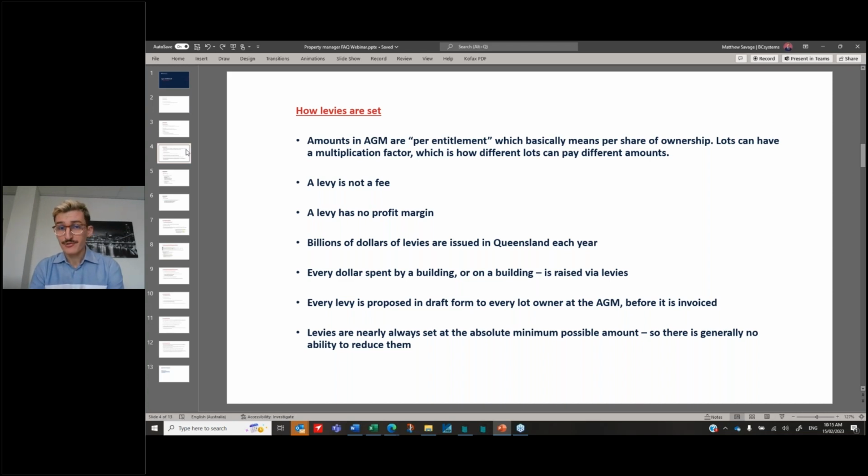A levy is not a fee. I put this on here because a fee is something that a business charges, and the business can generally decide what that charge is. A levy is not decided by a business. It's not a business function at all.